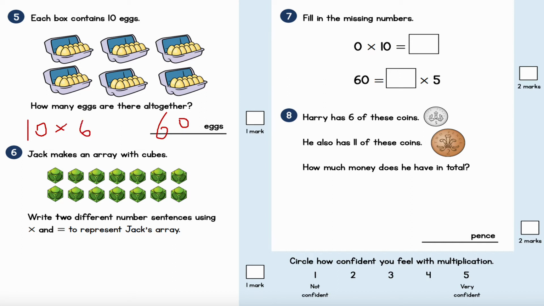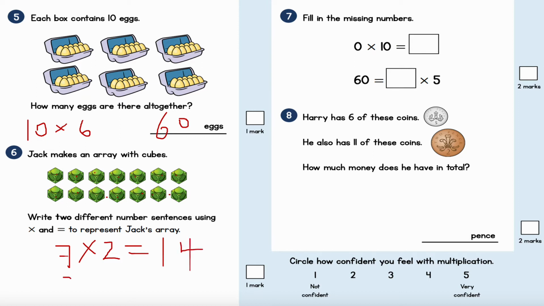This is question number 6. Jack makes an array with cubes. Use 2 different number sentences using times and equals to represent Jack's array. So 1, 2, 3, 4, 5, 6, 7. Now I can say that 7 times 2, or 2 times 7, which equals 14.